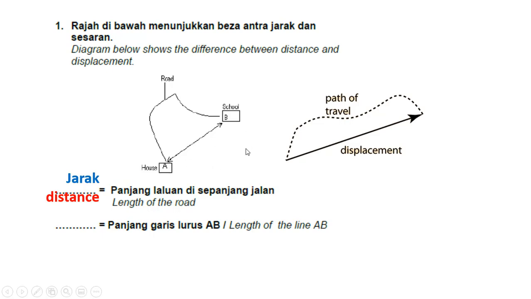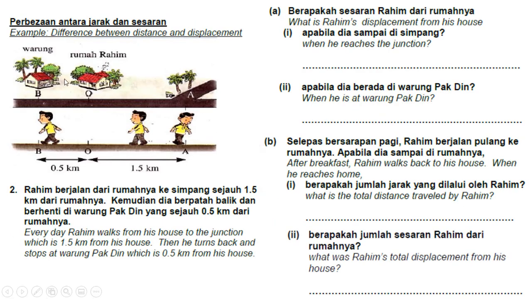Okay. So here is another example of the difference between distance and displacement. Every day Rahim walks from his house to the junction A, which is 1.5 kilometers from his house. Then from the junction, he turns back and stops at Warung Pak Din, which is 0.5 kilometer from his house. So the first question: what is Rahim's displacement from his house?